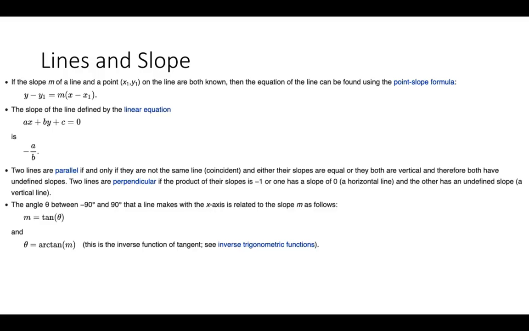Two lines are perpendicular if the product of their slopes is -1, or if one has a slope of 0 and the other has an undefined slope. The angle between minus 90 and 90 that a line makes with the x-axis is related to the slope through the tangent function. So the slope is basically the tangent of that angle, or the angle is the inverse tangent of the slope.